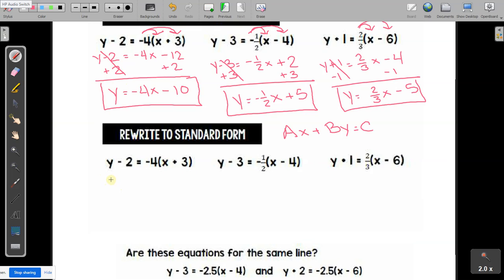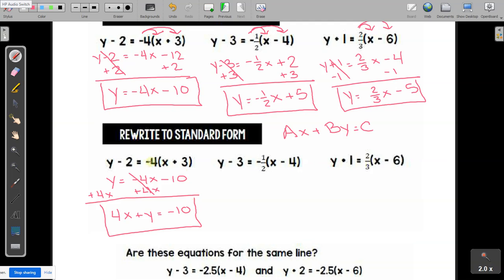So this equation in slope-intercept form is y equals negative 4x minus 10. Now we need x and y on the same side. So we're going to add 4x to both sides. Cancels, we get 4x plus y equaling negative 10. And that is your equation in standard form.